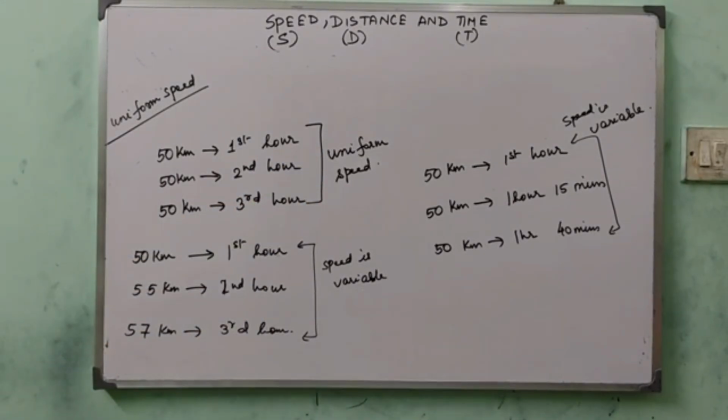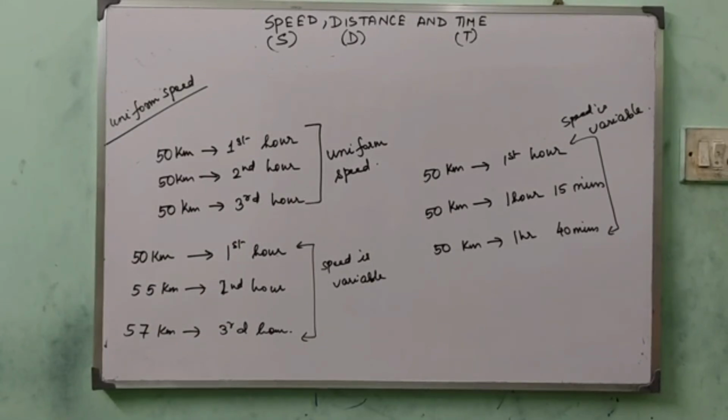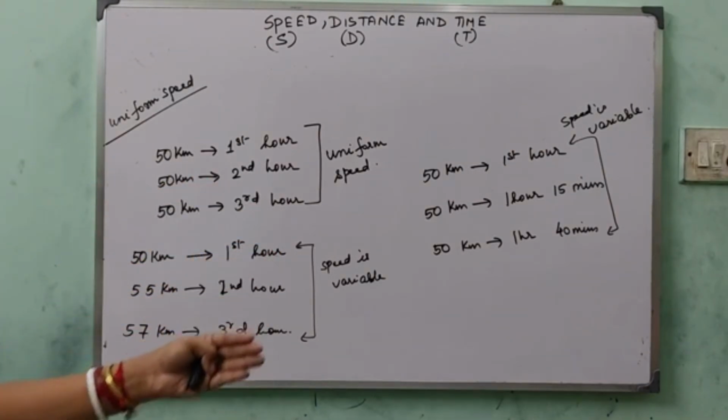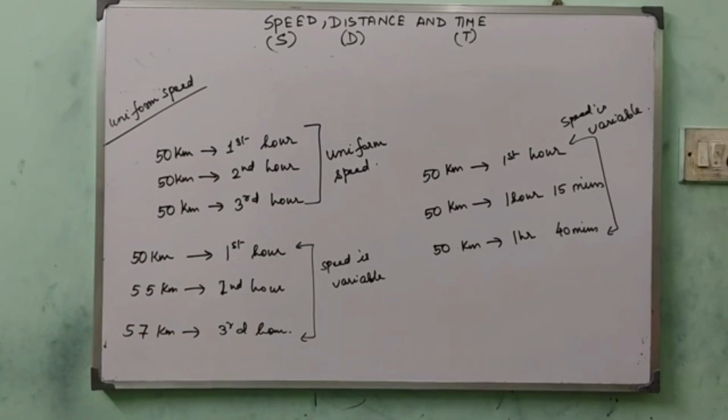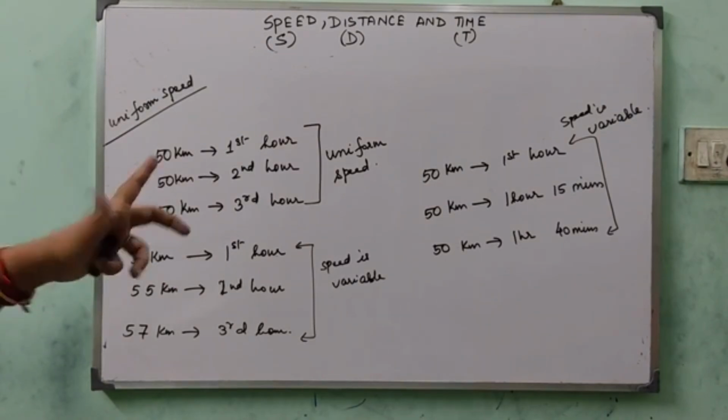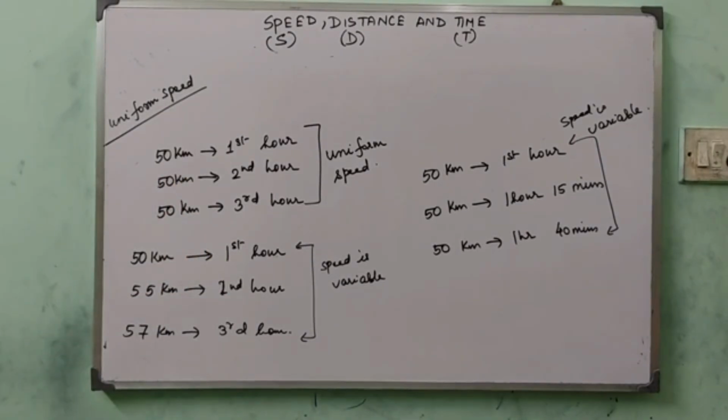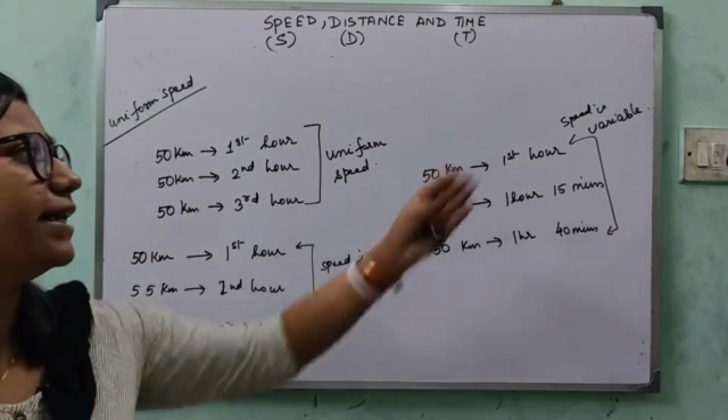In the third case you see that every time the speed the body is covering is the same, the distance the body is covering is the same, but the time taken for the body to cover the 50 kilometers in each case is different. For the first time it was 1 hour, the second time it was 1 hour 15 minutes, the third 50 kilometer was covered in 1 hour 40 minutes. So you see that here there is a variation in the speed, as a result of which the time taken was more.